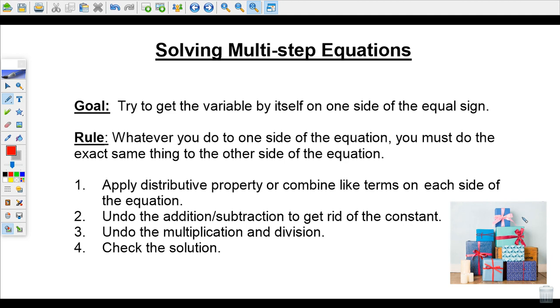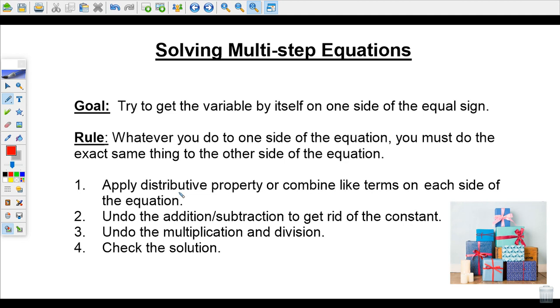Well, I would compare that to a multi-step equation. There's lots of things that could happen initially and lots of things that we could do, lots of different steps that we take, but we still got to keep taking them in the right order in order to get to that present. Okay, so you'll notice in the steps here that 2, 3, and 4 are identical to two-step equations. Undo addition, subtraction, get rid of the constant, undo multiplication, division, then check it. We've added one at the very beginning now.